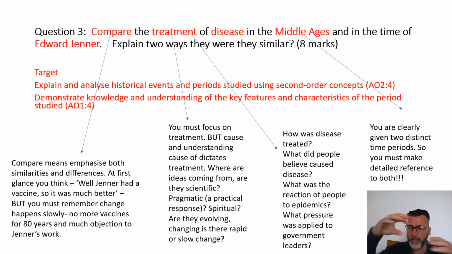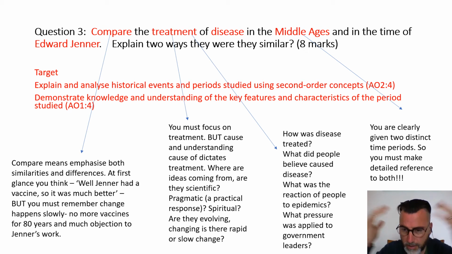This question is a trap to get you to fall into and go, oh yeah, they must be different because it's 500 years apart. So I put that Jenner vaccines are much better. No, it's not. That's a trap they want you to fall into. It says treatment, so you've highlighted that word treatment. You must focus on treatment, but understanding cause dictates treatment. So you've got to talk about that.